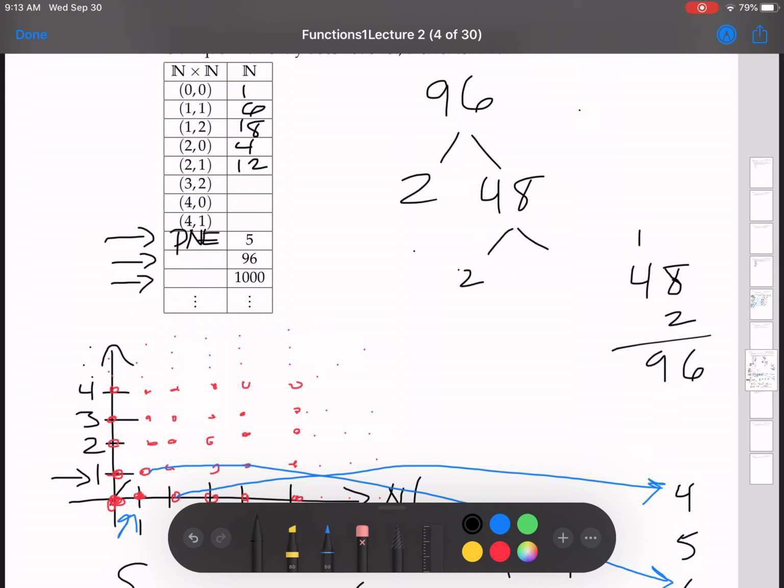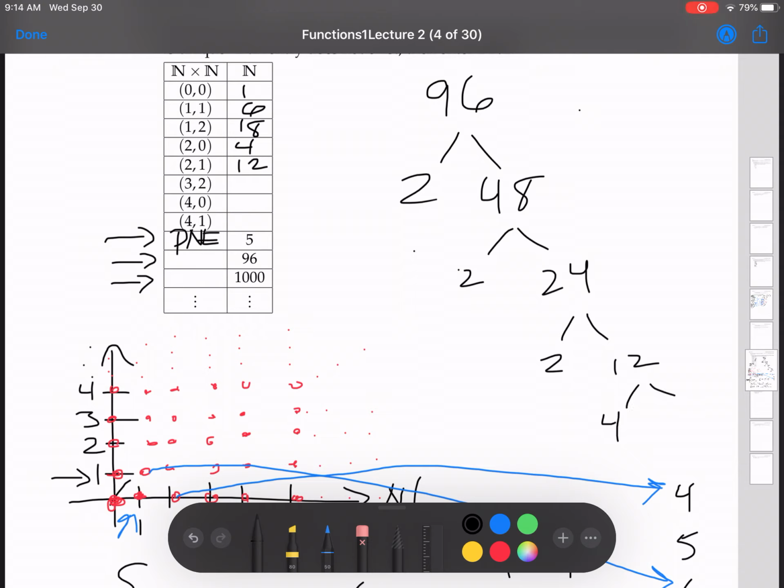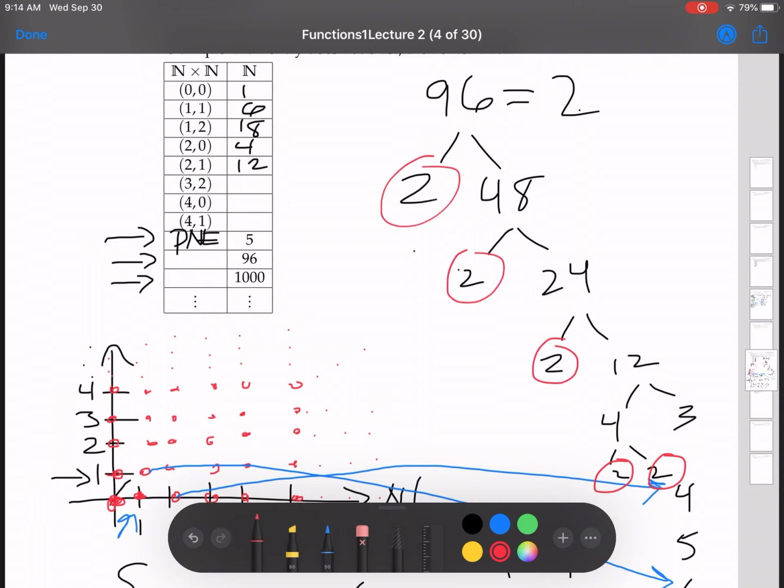48 is 2 times 24. Yeah, that's 8. Yeah, that's okay. 2 and 12. Okay, we already saw that 12. So that's 4 and 3, 2 and 2. So 96 is 2 to the, let's see, 1, 2, 3, 4, 5, 2 to the 5th, times 3 to the 1. So over here you would write 5, 1. I assure you you'll have more room writing with a pen or a pencil.